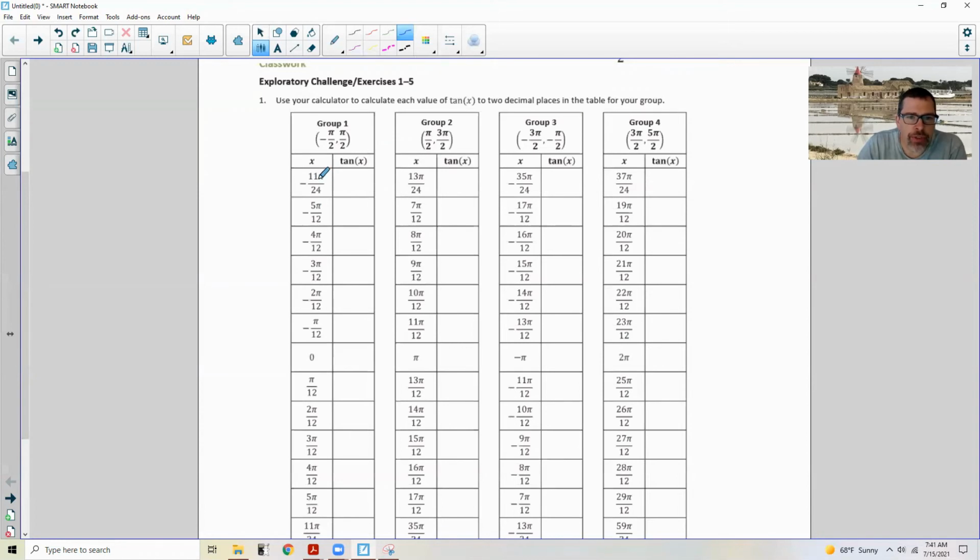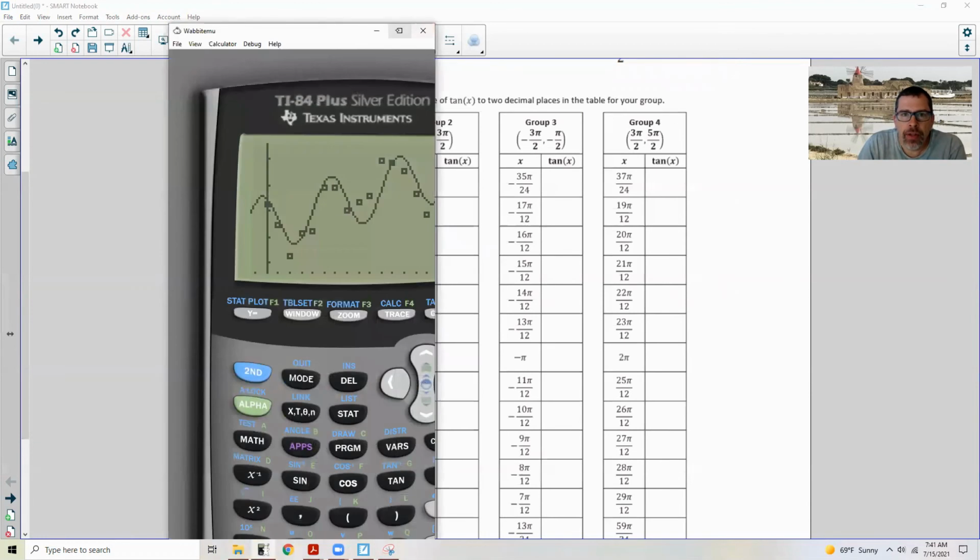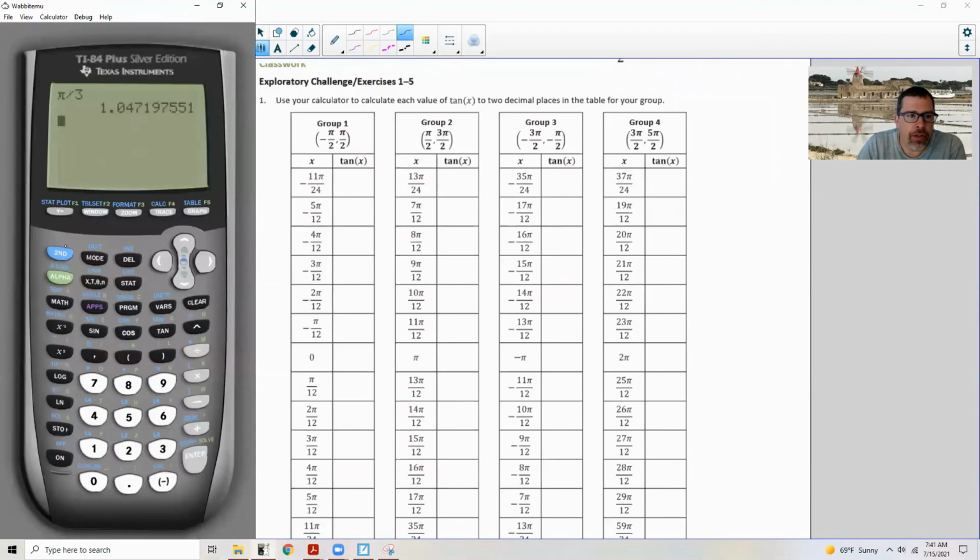This is very close. It's 1/24th away from being negative pi over 2. So this says to use your calculator to calculate each value. So let me get the calculator open and go to my home screen and clear it. And it says 2 decimal places.